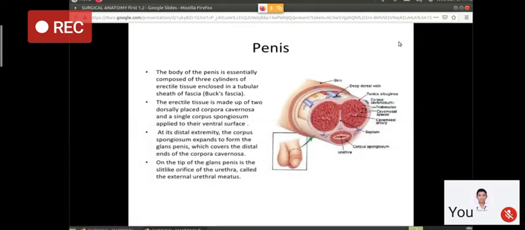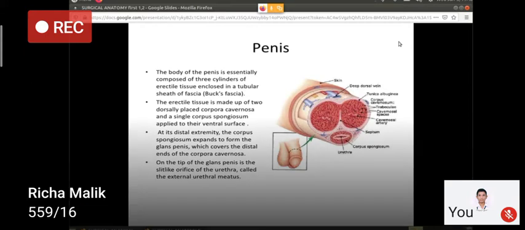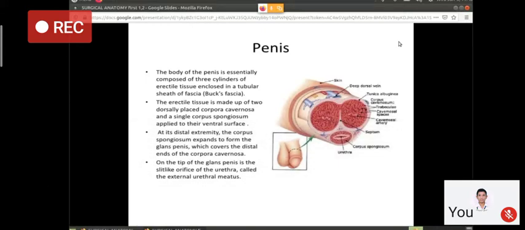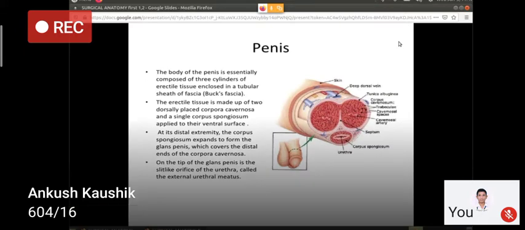At its distal extremity, the corpus spongiosum expands to form the glans penis, which covers the distal end of the corpora cavernosa. On the tip of the glans penis is the slit-like orifice of the urethra called the external urethral meatus.